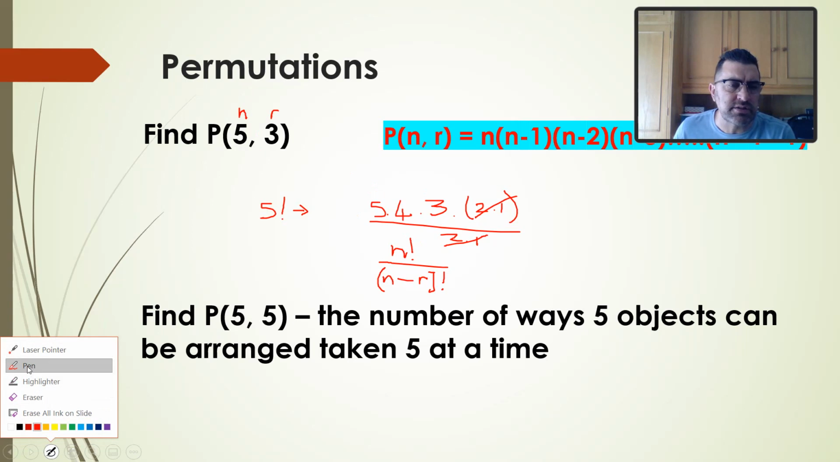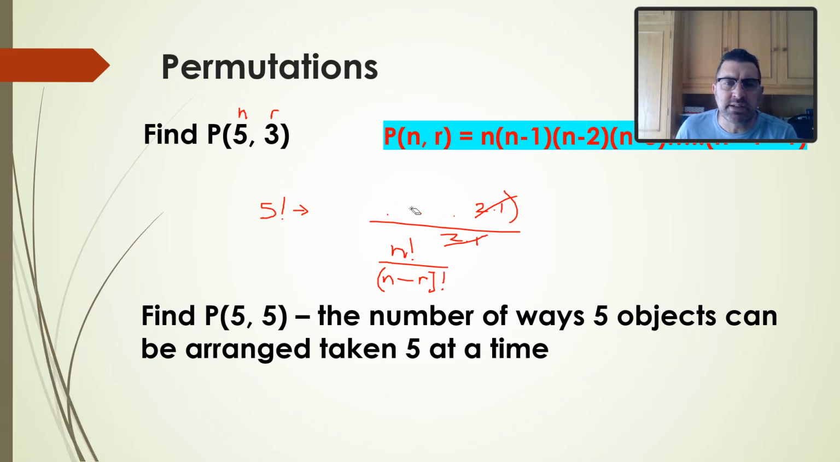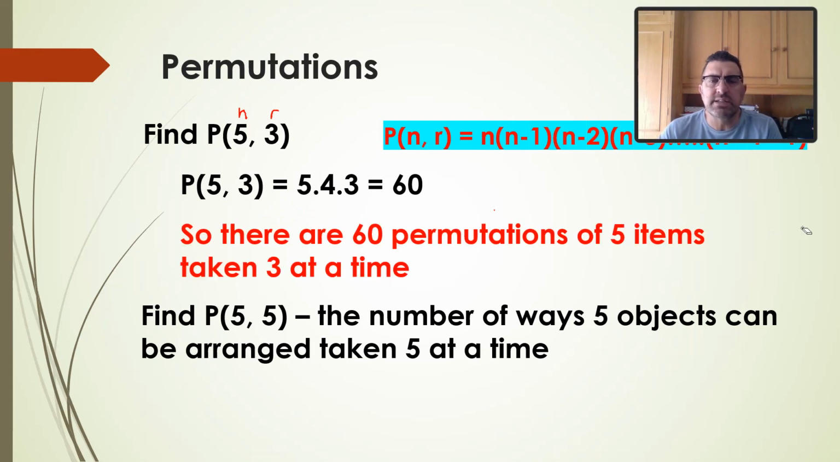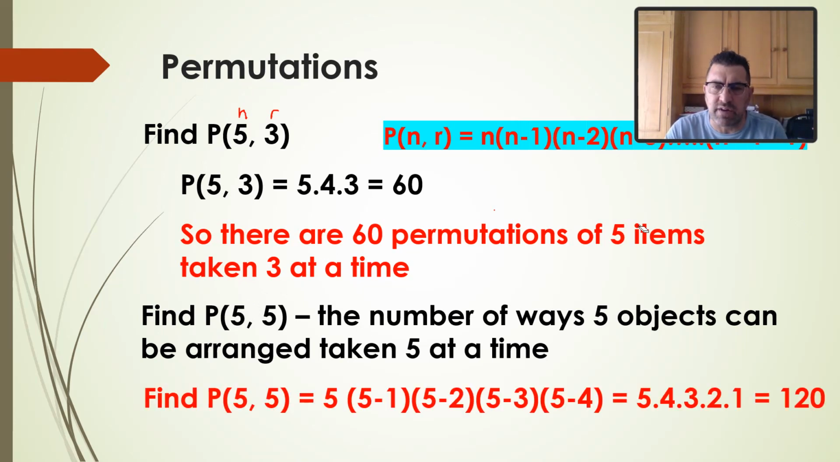So let me just remove this with my eraser so we can see exactly what I discussed with you on the slide. So 5 times 4 times 3 is 60. So there's 60 permutations of 5 items taken 3 at a time. Now find P55. That is simply just 5 factorial, because 5 minus 5 is 0, plus 1 is 1. So it starts at 5 and finishes at 1. So that's simply 5 factorial. There's 120 ways to do that.